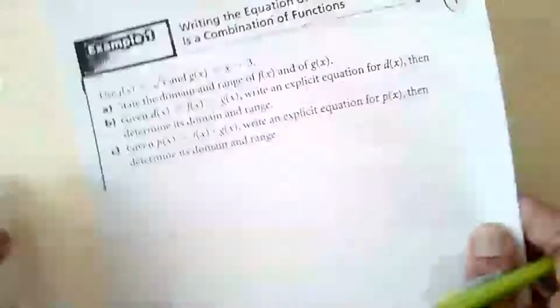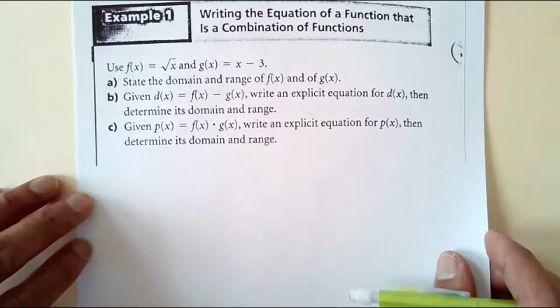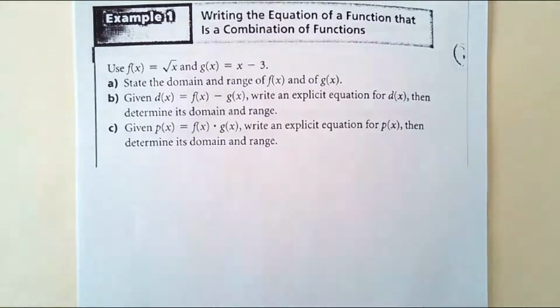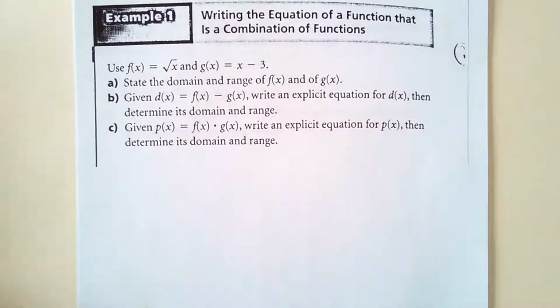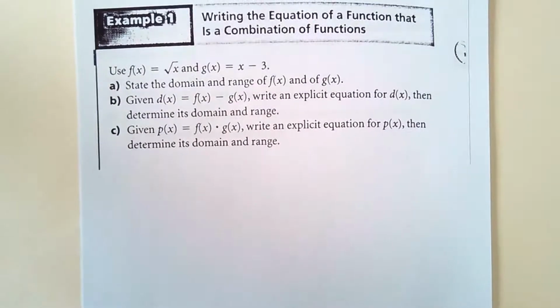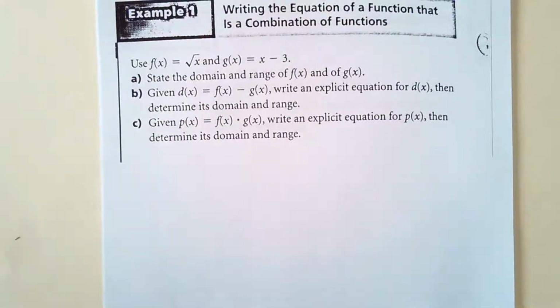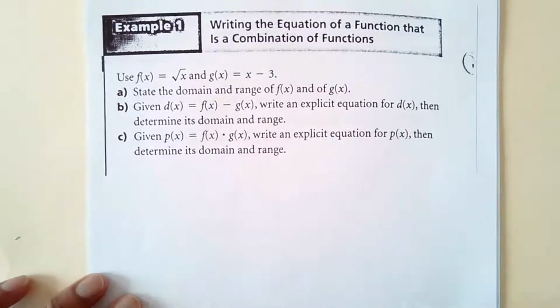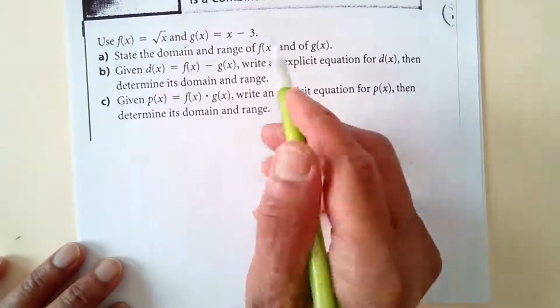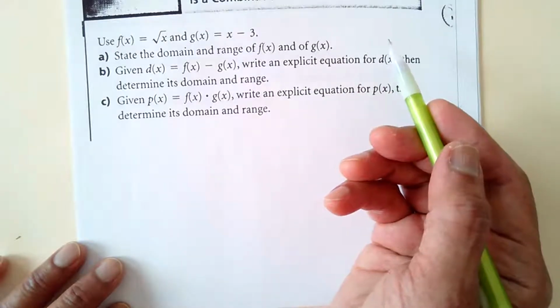So let's look at some examples. Example 1. We're given the square root of x, and that's f of x, and g of x is x minus 3. And we're asked to state the domain and range of f of x and g of x.